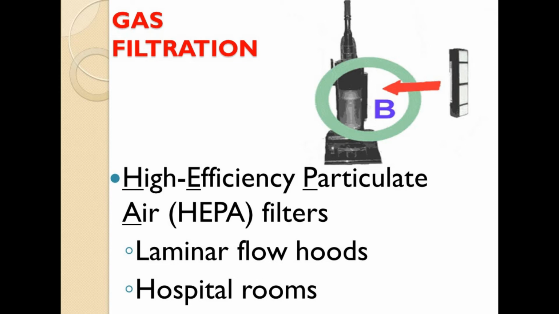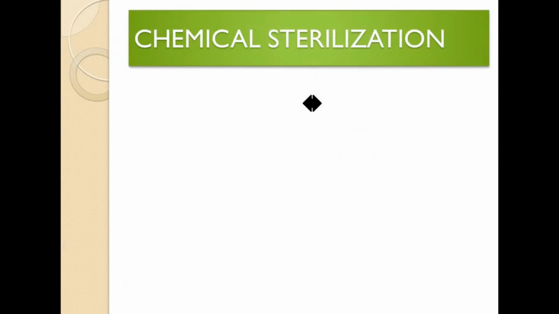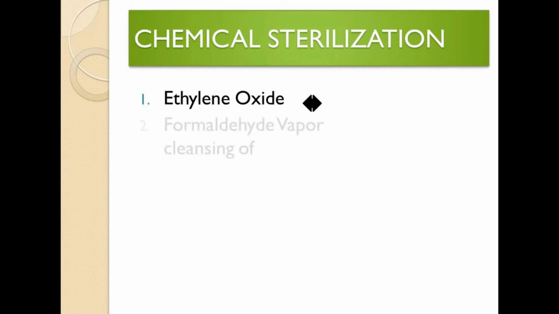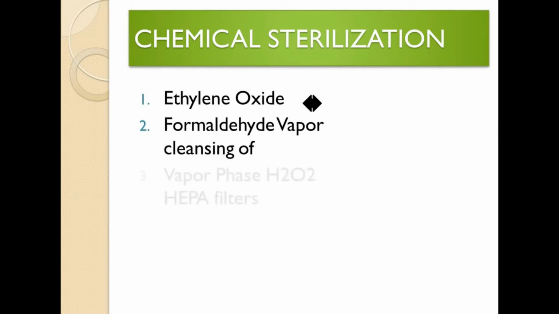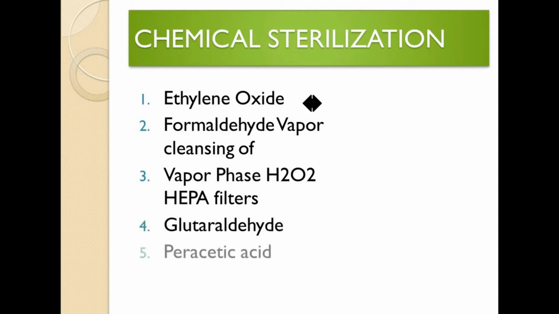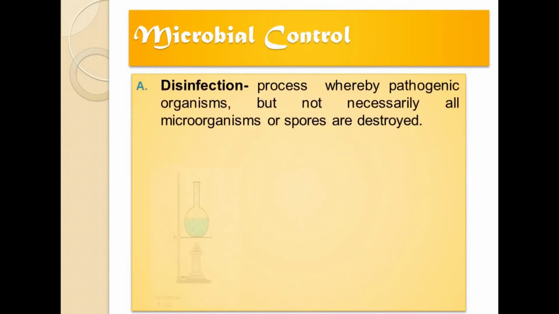A very good example right now is those who are positive with COVID-19, because the isolation room of a patient suffering from that disease is fitted with a HEPA filter in order to filter the air that is circulated in that specific room. So they are using the HEPA filter. Next, we have chemical sterilization. So we have ethylene oxide, formaldehyde vapor, vapor phase hydrogen peroxide, glutaraldehyde, and peracetic acid. Those are the chemicals used in chemical sterilization.